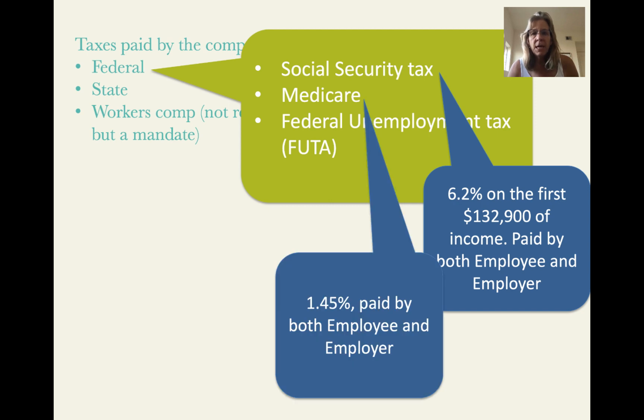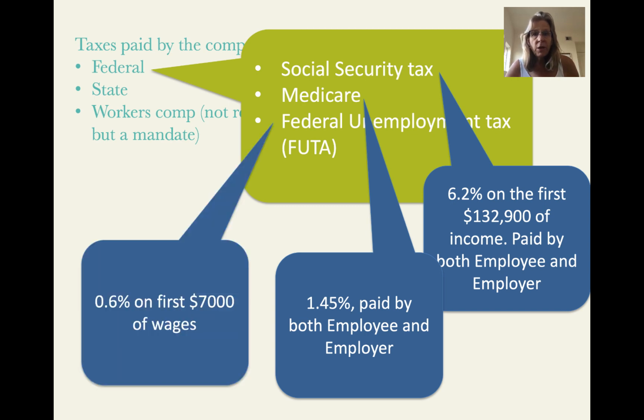The next thing is Medicare, and Medicare is 1.45%, and it's paid by, again, both employee and employer, but we're only concerned in this video about the employer cost. Federal unemployment tax, this is actually a quite small amount in California because California has very good unemployment taxes. And so it's just 0.6% on the first $7,000, which is only $42. But this is employment taxes for states that do not have good unemployment insurance.